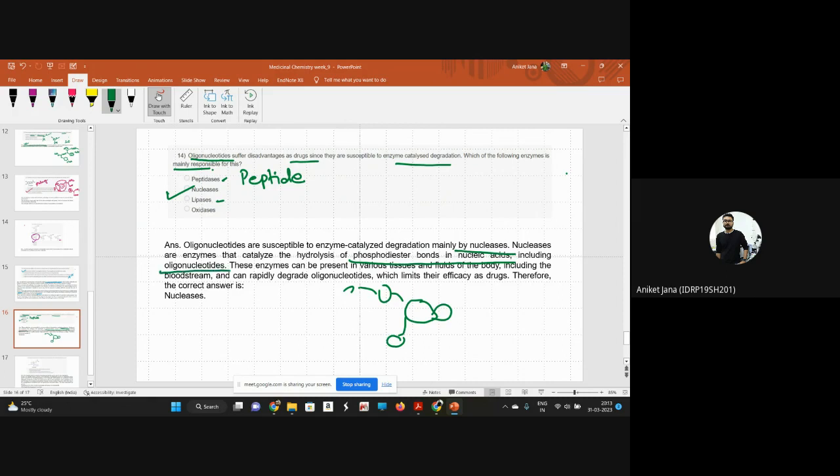So these enzymes catalyze the hydrolysis of this phosphodiester bond in nucleic acids, including oligonucleotides. These enzymes can be present in various tissues and fluids of the body, including the bloodstream, and can rapidly degrade the oligonucleotides, which limits their efficacy as drugs. Therefore, the correct answer is nucleases. Okay, got it, everybody? Yes, sir.